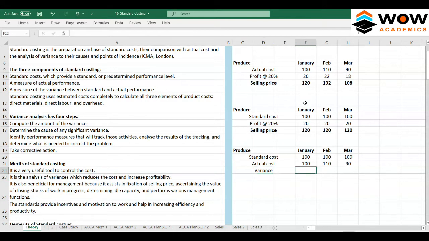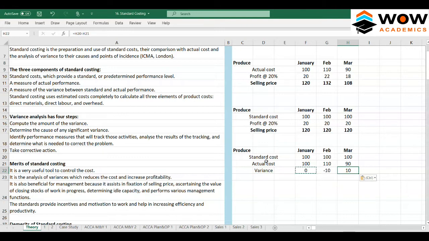See here there is no difference, right? Standard minus actual, there's no difference, so 0 is the variance, there's no change. But here there's a negative 10 variance. Negative means it is not a good thing for the company, so there is an increase in the actual cost when compared to the standard. In the next month, it is a good thing for the company because they are producing the product at a lower cost than the standard.